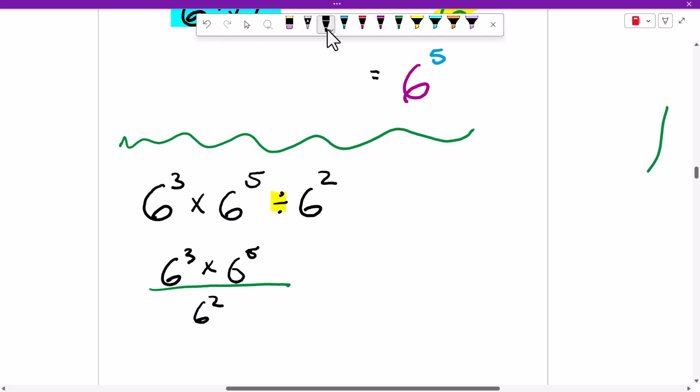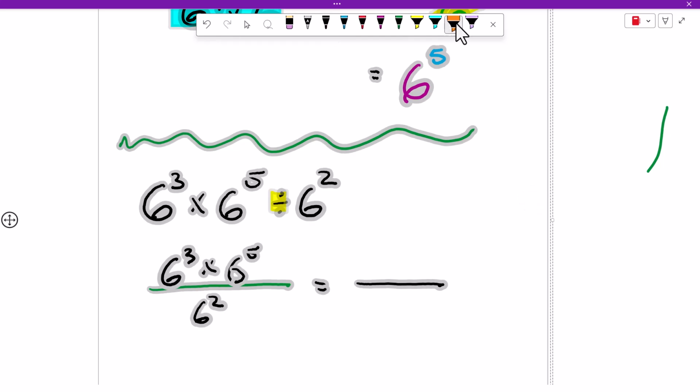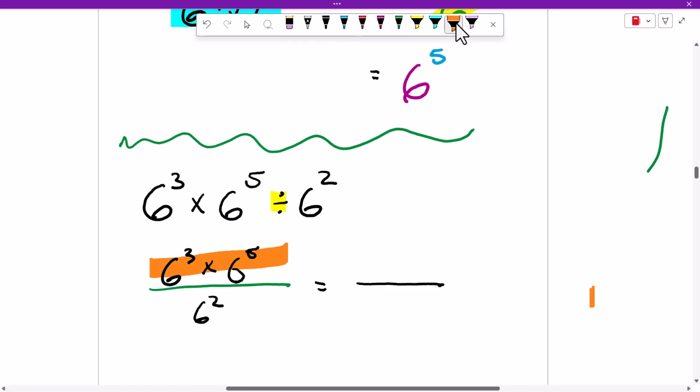All right? And this makes it a lot nicer to look at. So if we do what we did last time, we clean up the top. What do we have on the top? 6 to the power of 8. Right? 6 with an 8. 3 plus 5 is 8. What do we write down on the bottom? This stays the same. It has nothing to combine with, so it stays the same.